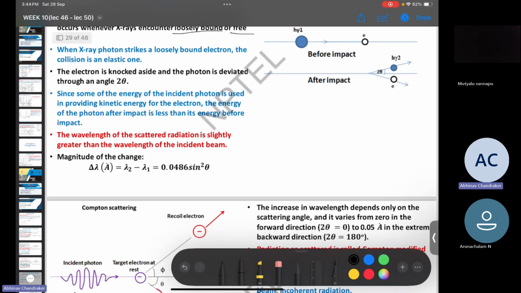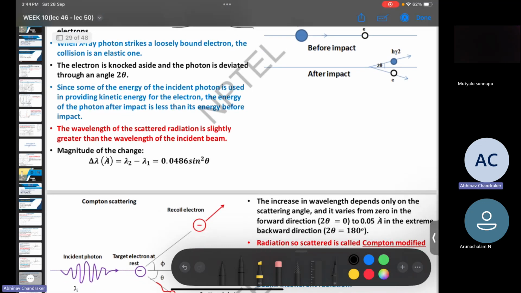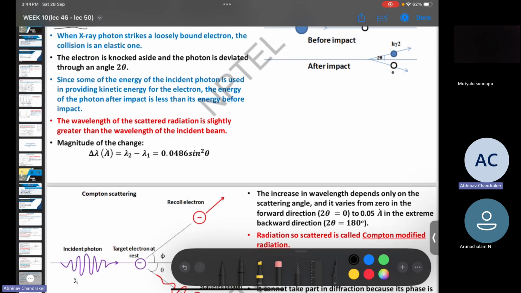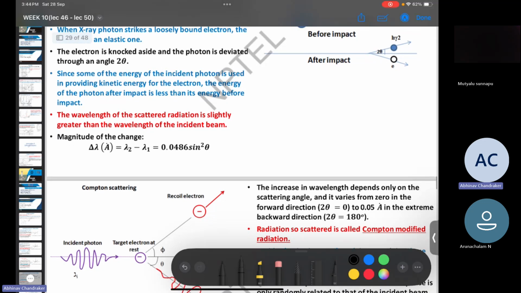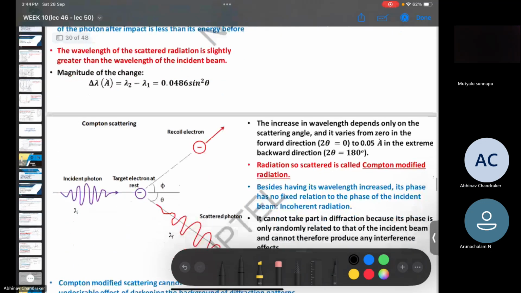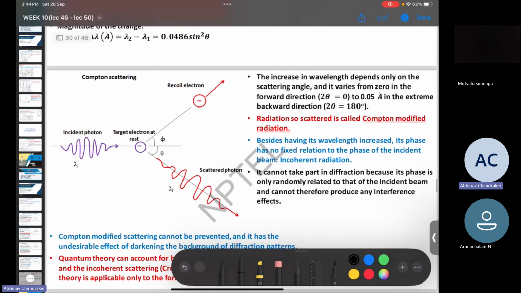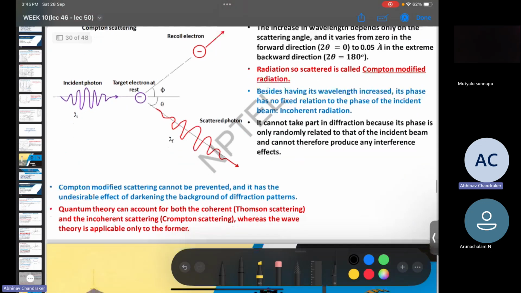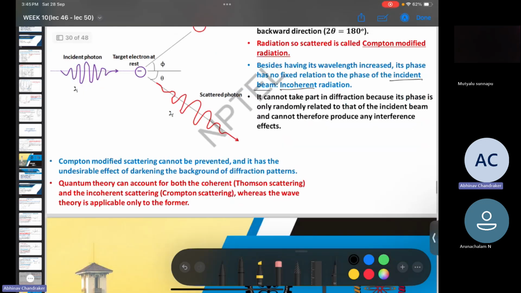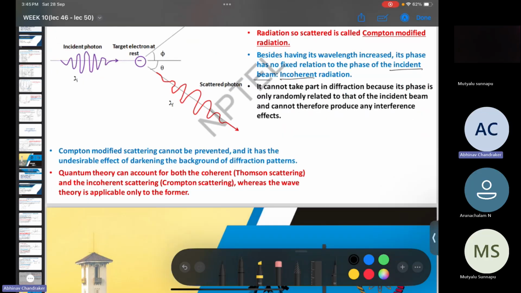So in this case, the scattering that happens will lead to generation of a beam with an energy slightly lower than that of the incident beam. So the X-ray which will be generated will have a slightly higher wavelength compared to the initial beam. And another thing is, the generated X-ray will not have any phase relationship with the incident beam. That is, the scattered beam will be incoherent. So this will not cause any diffraction effects.